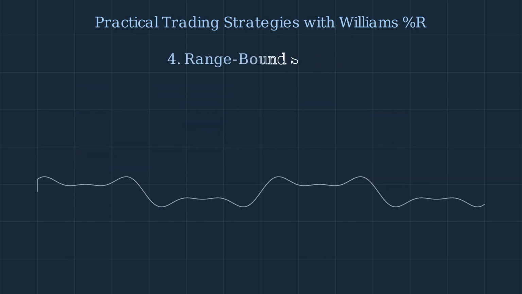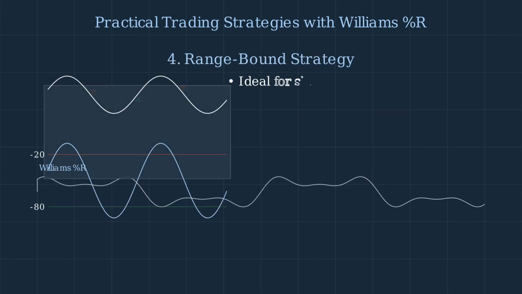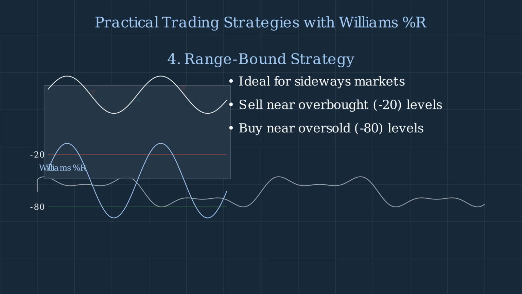The range-bound strategy takes advantage of oscillations between overbought and oversold levels during sideways markets. Traders sell when the indicator reaches overbought territory near -20 and buy when it reaches oversold territory near -80. This strategy performs best in non-trending, consolidating market conditions.